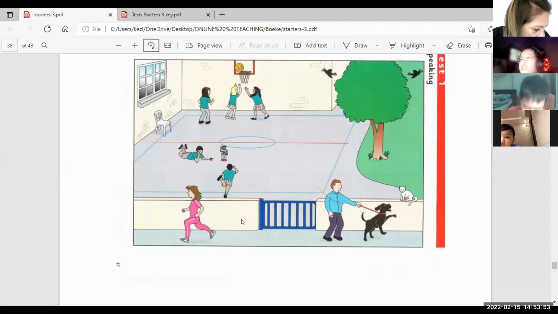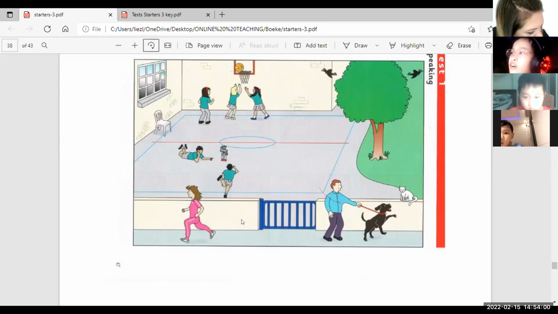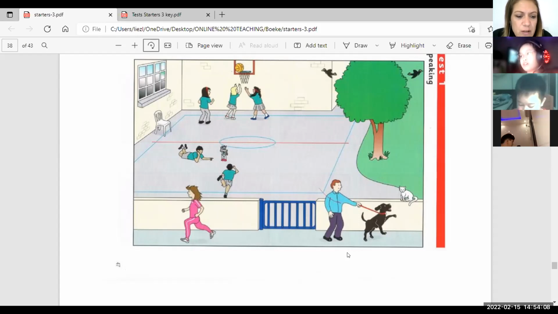I can't hear. You have to unmute, okay? Dong Ni, I can't hear you. You have to unmute. There we go. Okay, Dong Ni, what can you see here? Where are they? They are. Where are they? At the? At the playground, yes. Khôi, what can you see outside the playground?